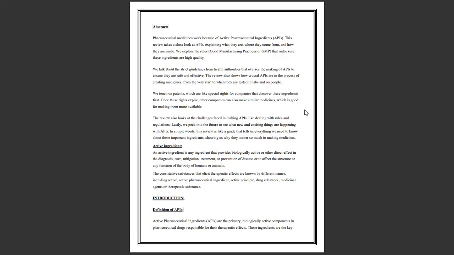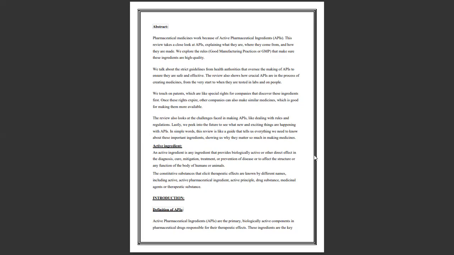Now, let's have a look at what is active ingredient. An active ingredient is any ingredient that provides biologically active or other direct effect in the diagnosis, cure, mitigation, treatment, or prevention of diseases or to affect the structure or any function of the body of humans or animals. The constitutive substances that elicit therapeutic effects are known by different names, including active pharmaceutical ingredient, active principle, drug substance, medicinal agents, or therapeutic substance.